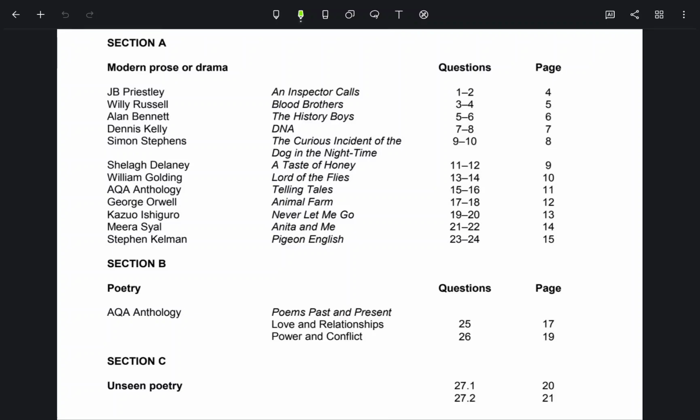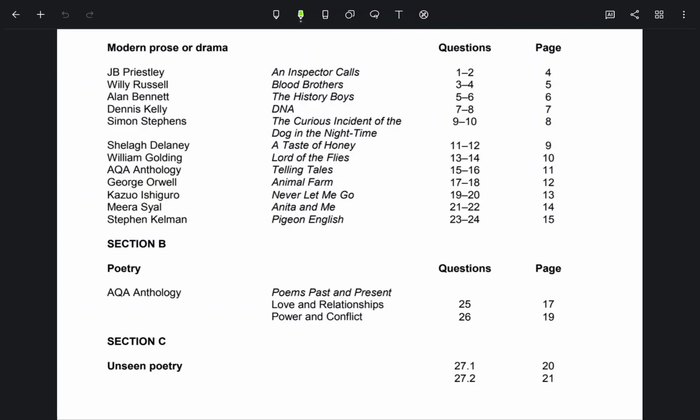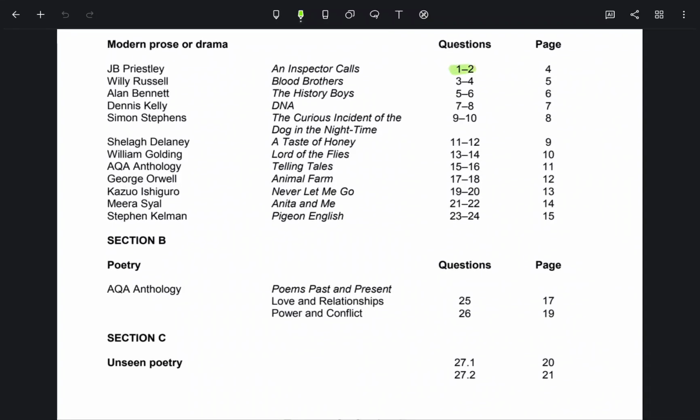So let's take An Inspector Calls. So it's the first one by J.B. Priestley. You will be looking at specifically questions 1 to 2, and your questions will be on page 4. Now, if you're studying, for example, Animal Farm, you need to look at questions 17 and 18 on page 12.